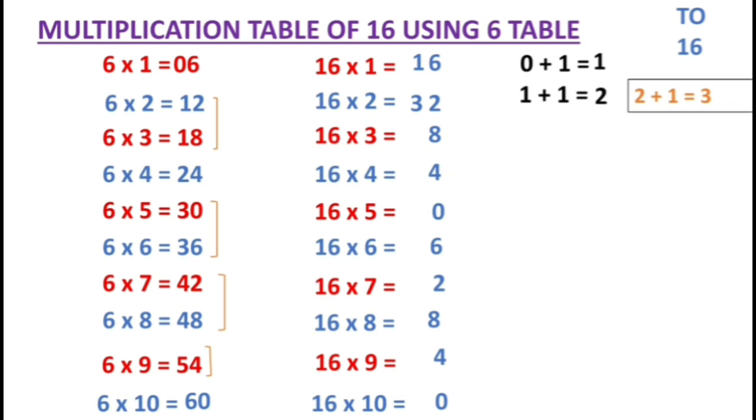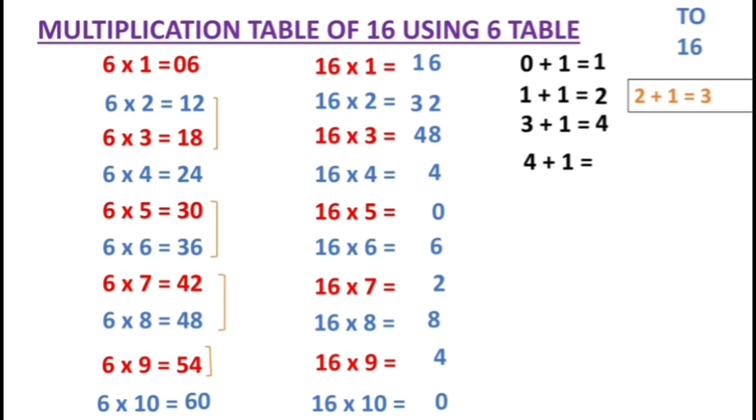Now 3 plus 1. 3 is the sum we got recently. So 3 plus 1 is 4. We will write 4. 16 threes are 48. Now 4 plus 1. What is this 4? 4 is the sum we got.